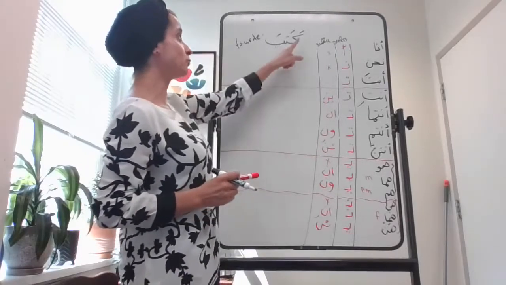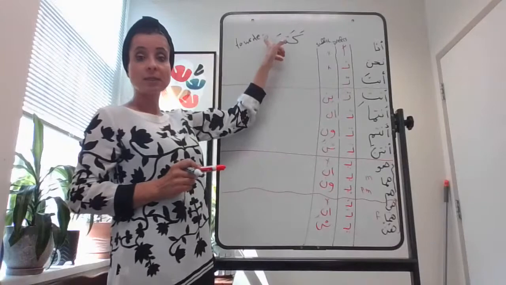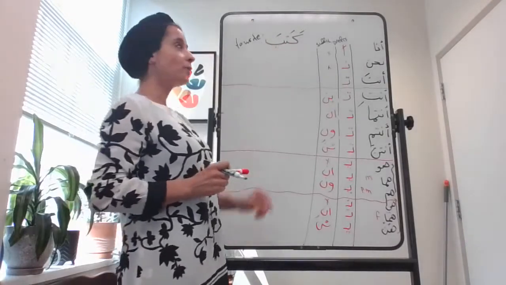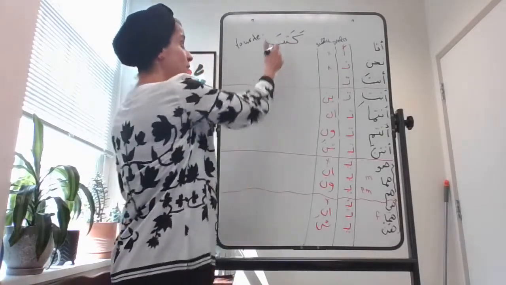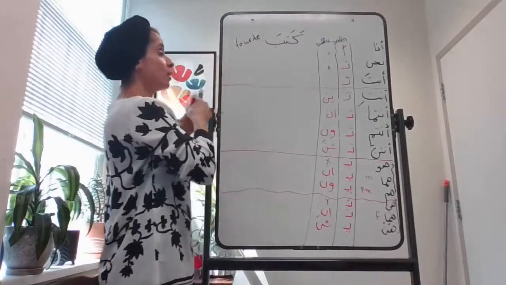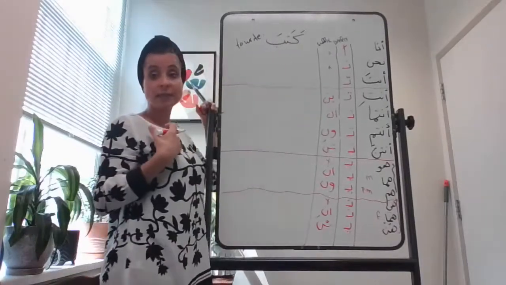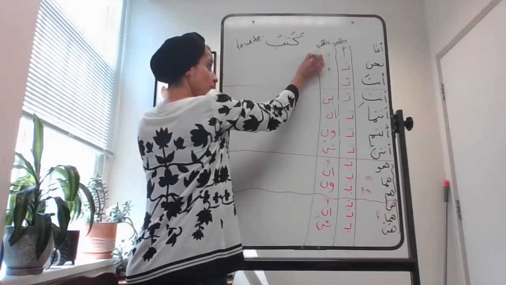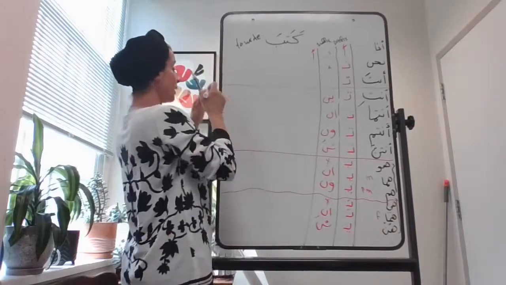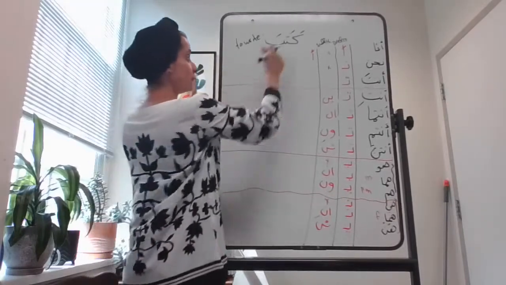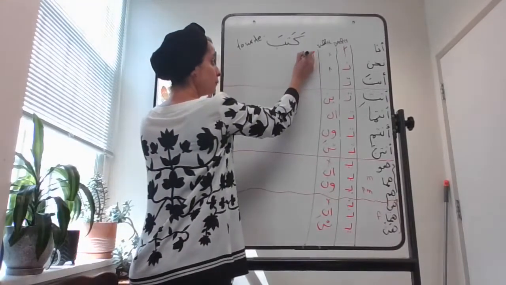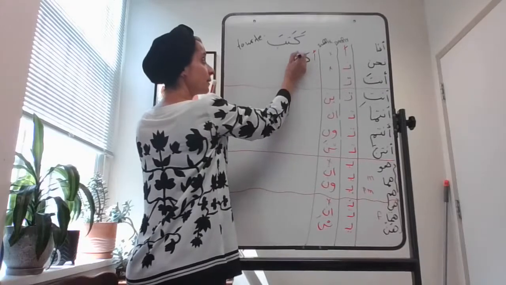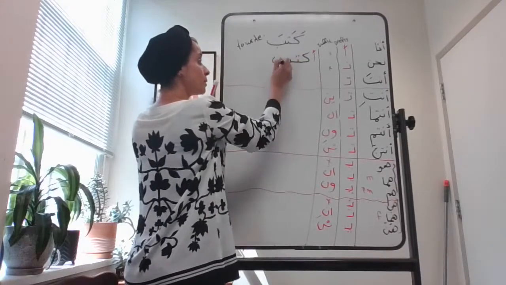We also do some changes on the short vowels on the roots. So for example, we are going to take kataba. If I want to convert kataba to the "I" form, I'll add hamza. Then I have the first root, the kaf, and then the ta is the second root, and then the ba is the third root.